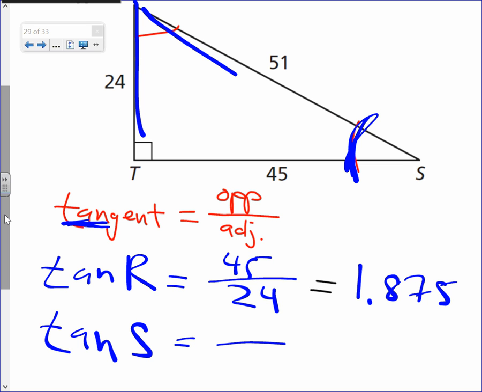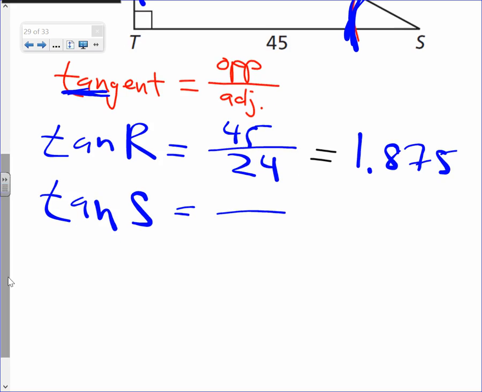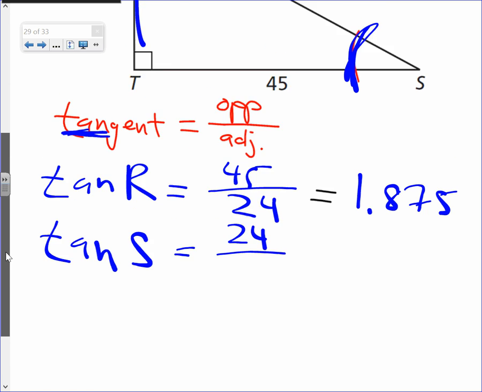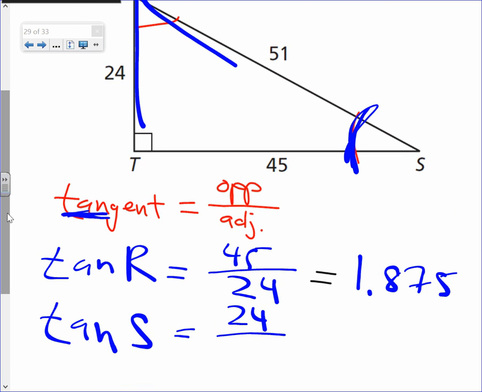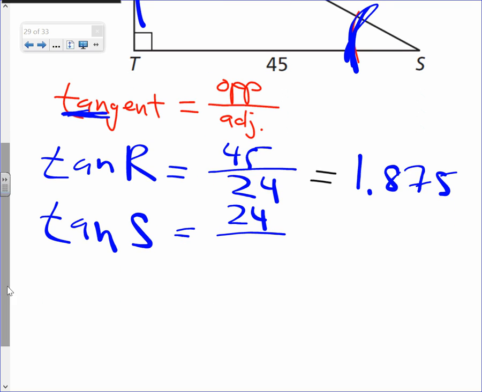I need help, let me know. What side's opposite angle S? 24. Gracias. It's not touching angle S. Now I want the adjacent to S, but there's two sides. I pick the one that's not the hypotenuse. Castillo, rock and roll. Which one's not the hypotenuse that's touching S? 45. Gracias. 24 divided by 45.